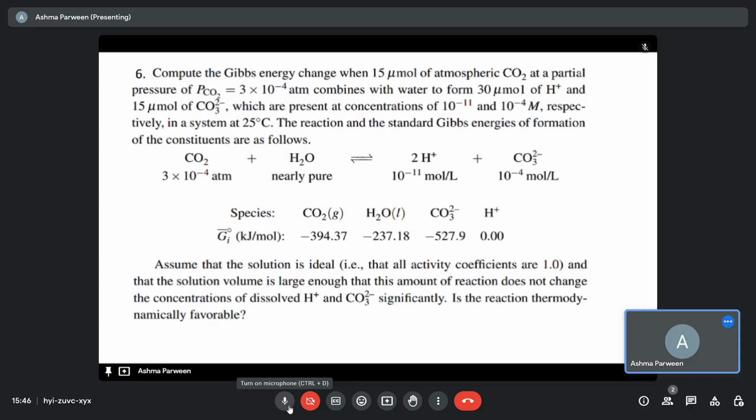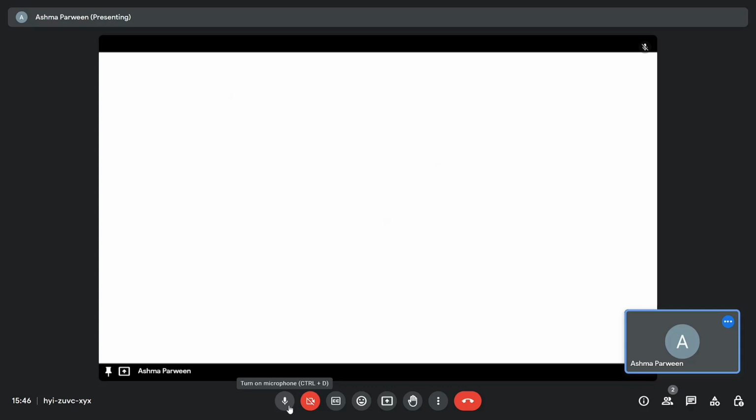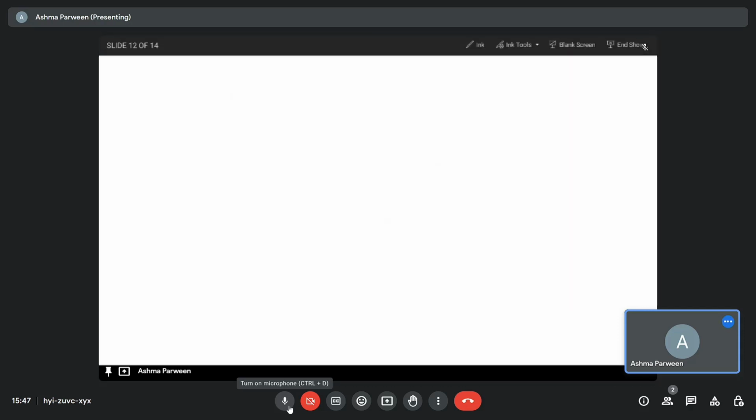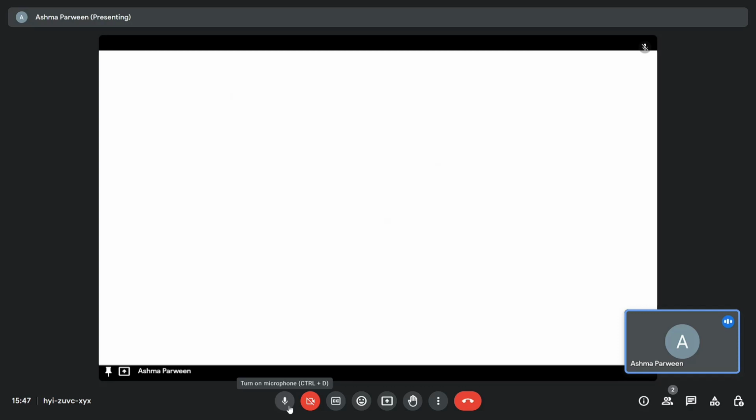Assume that the solution is ideal, that is activity coefficient is 1, and that the solution volume is large enough that this amount of reaction does not change the concentration of dissolved H plus and carbonate significantly. Is the system thermodynamically favorable? So we have to simply find out whether the system will be thermodynamically favorable or not. To find that out, we will find out the Gibbs energy for the overall reaction. So first find out the Gibbs energy at the standard conditions, that is 25 degrees centigrade.